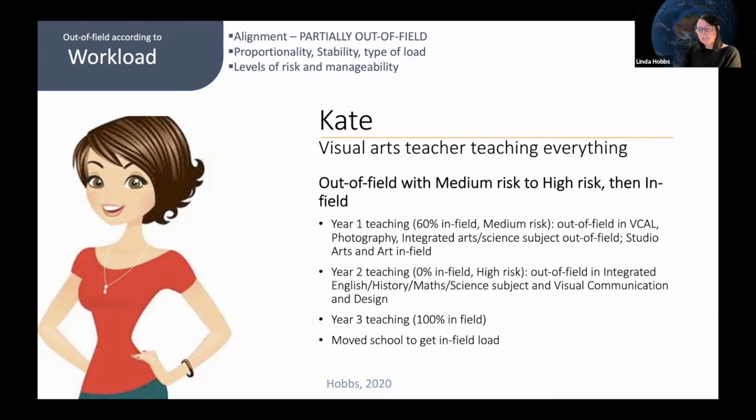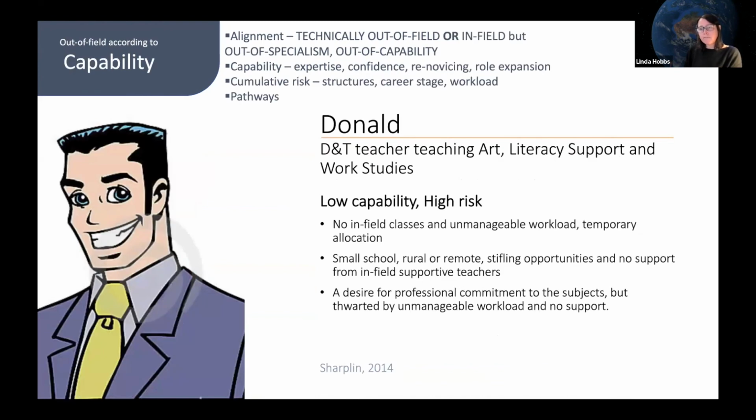So here we have Kate, who is in her first and second year of teaching with medium then high levels of risk because of having such a high proportion of out of field load, which changed from one semester to the next. And she actually had to leave that school to even teach in field. Then we have out of field according to capability, which can lead to a teacher feeling out of field or out of capability as determined by their expertise, confidence in what they know and can do, and often a sense of re-novicing, which is a Blazer concept for more experienced teachers. So re-novicing, feeling like they're a novice again.